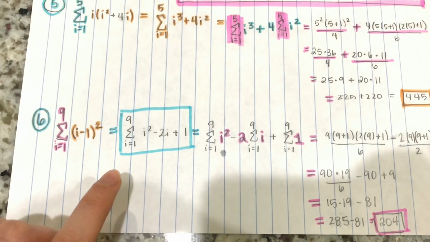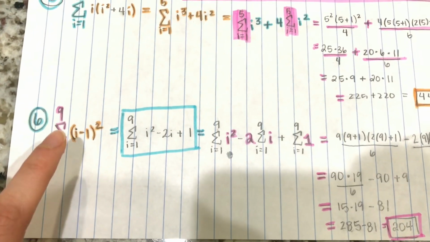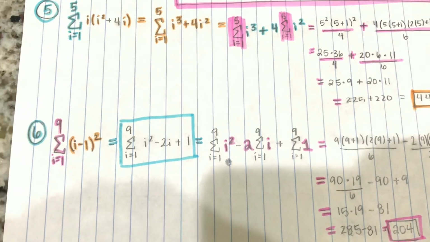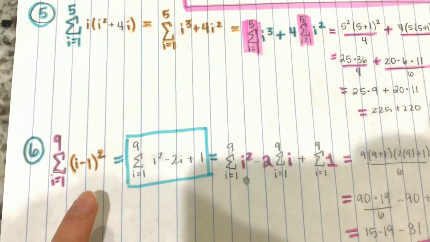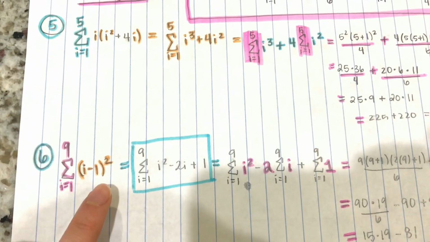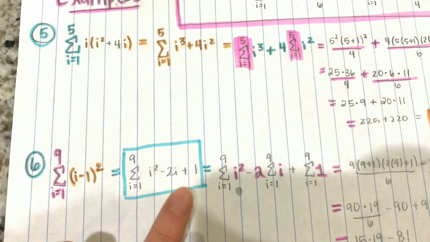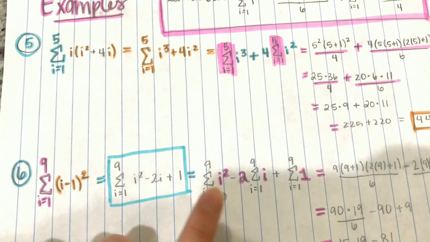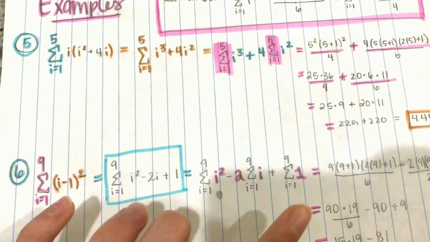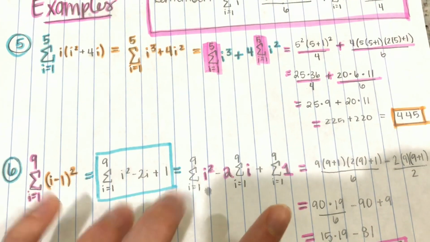And our final problem, we have a starting point of i equals 1, that's where we're starting, and we have an ending or stopping point, or an upper limit of summation of 9. And we're dealing with i minus 1 squared. So the first thing I did is I FOILed it, so I get i squared minus 2i plus 1. And then I separated it, not dropping my sigma notations, carrying through my sigma notation. So I have i squared minus 2i plus 1.